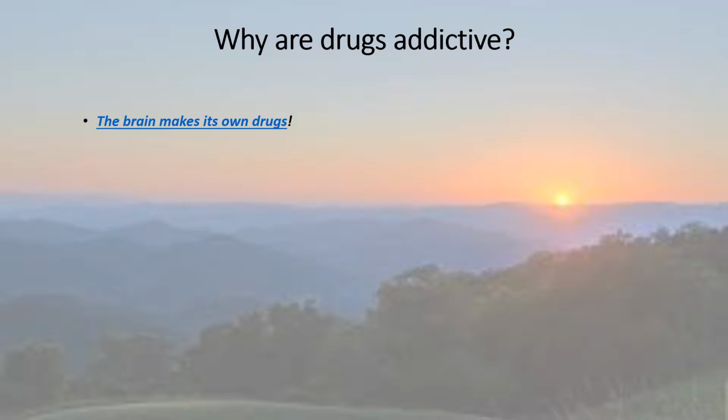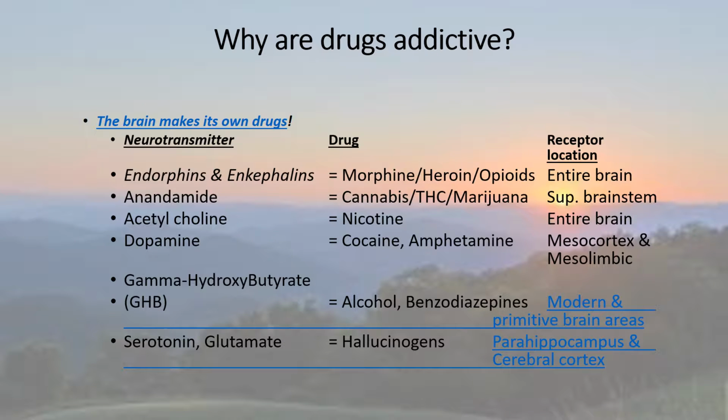Dopamine, mimicked by cocaine, amphetamine, methamphetamine. Receptors are mainly in the mesocortical and mesolimbic area. Gamma hydroxybutyrate, GHB, the drug that mimics that would be alcohol and the benzodiazepines, alcohol in tablet form, found throughout the modern and primitive brain areas. Serotonin and glutamate are mimicked by hallucinogens. They're located mainly in the parahippocampus and the cerebral cortex.